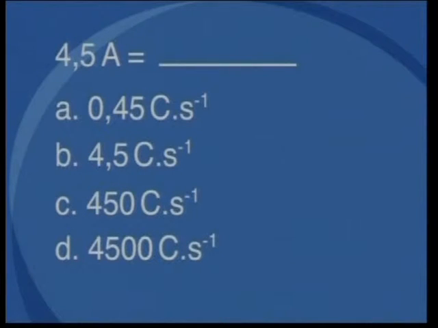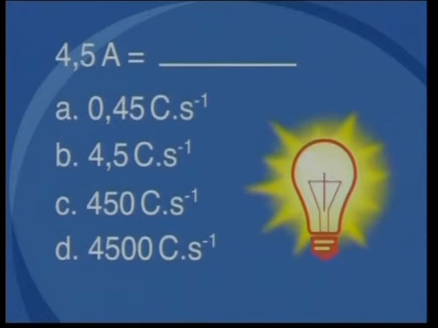4,5 amperes is the same as saying A, 0,45 coulombs per second, B, 4,5 coulombs per second, C, 450 coulombs per second, or D, 4,500 coulombs per second. The answer here is B. 4,5 amperes is the same as 4,5 coulombs per second.